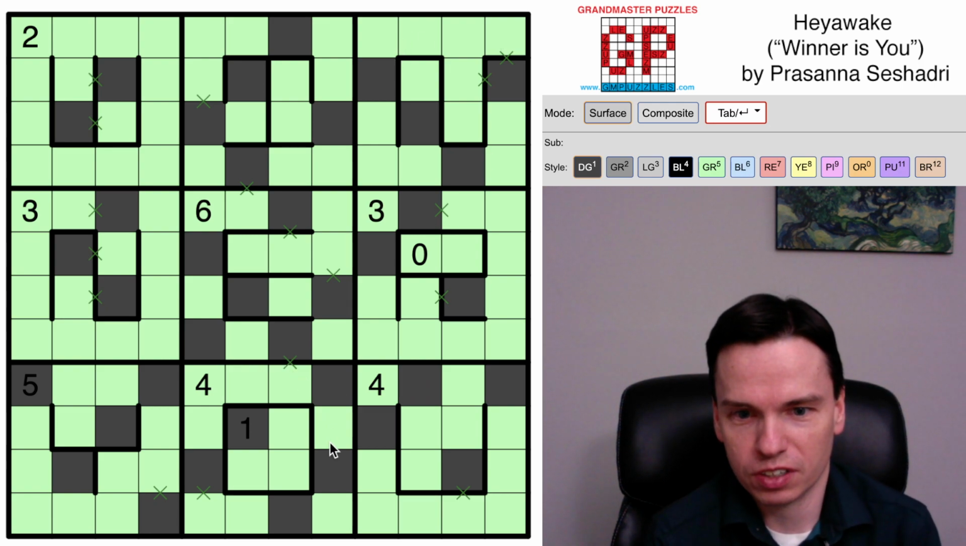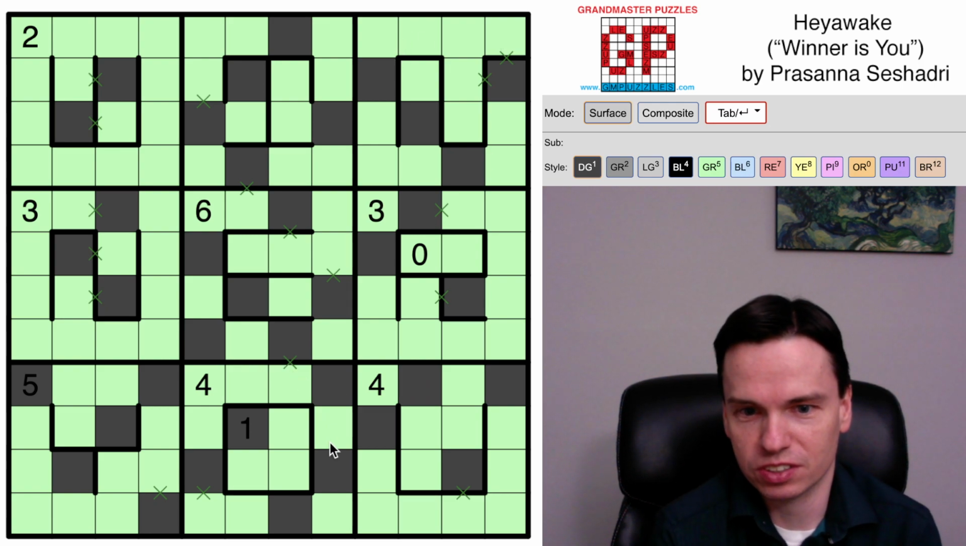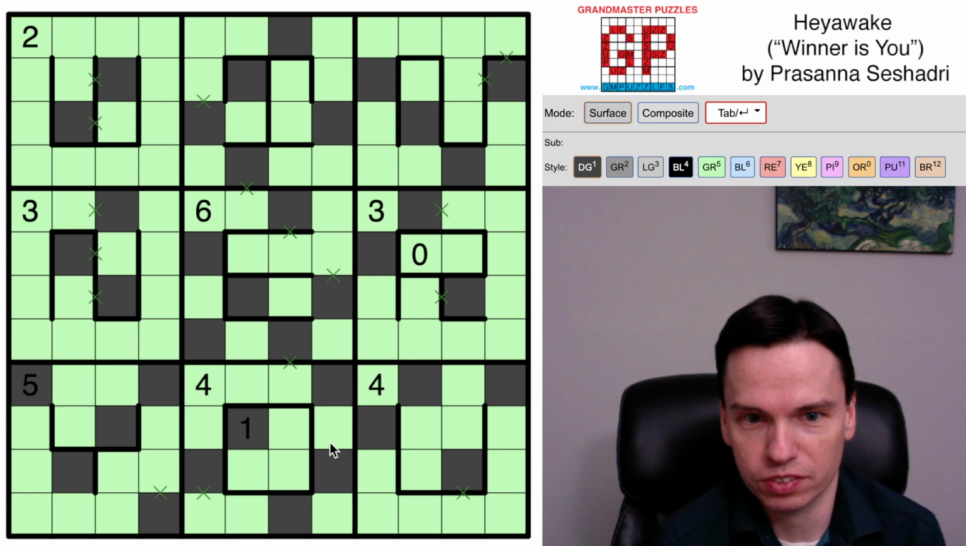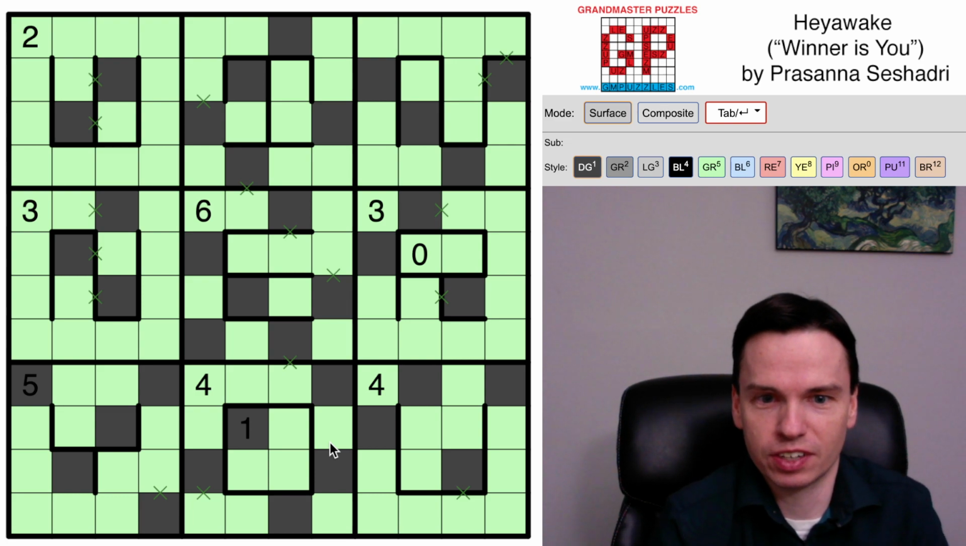So pretty good Heyawake workout, a really fun puzzle, and it shows examples of how Prasanna pushed the genre with the design rules relaxed from the original Nikoli style.